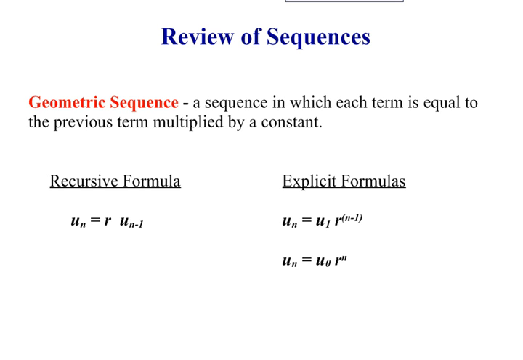Our explicit formulas, we know, are used to find an explicit term, or a specific term. And we have two of these. The first one is u sub n equals u sub 1 times r raised to the n minus 1 power. But if we're not using u sub 1, the first term, we're using the initial term, u sub 0, then we use the second explicit formula. U sub n equals u sub 0 times r raised to the n power.